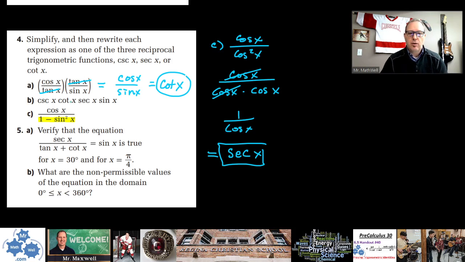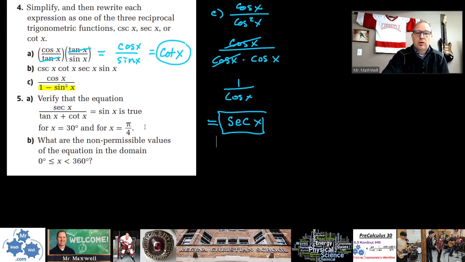And then here, this is all multiplication, so if you write them in terms of sine and cos, I think that would be great, and then you can see that you'll divide things off here and there. All right. Number 5 is about verification. Okay, so simply what you do is you put in 30 degrees and pi over 4 in for x here, and you see if the left side equals the right side. I'll do that real quick for pi over 4.